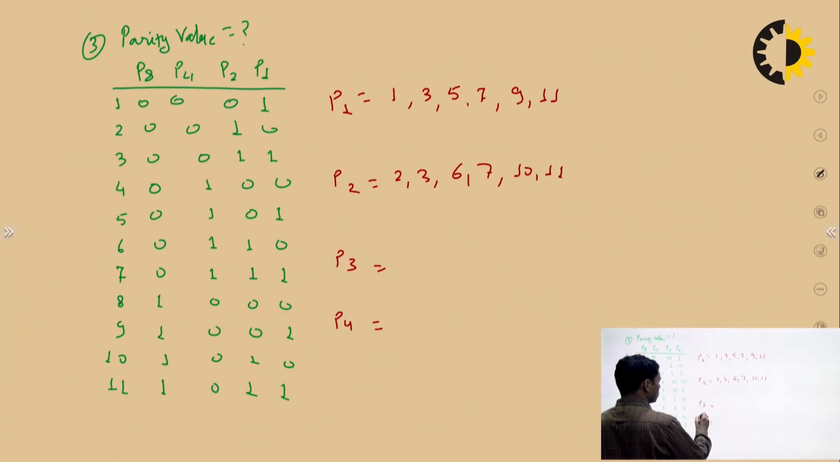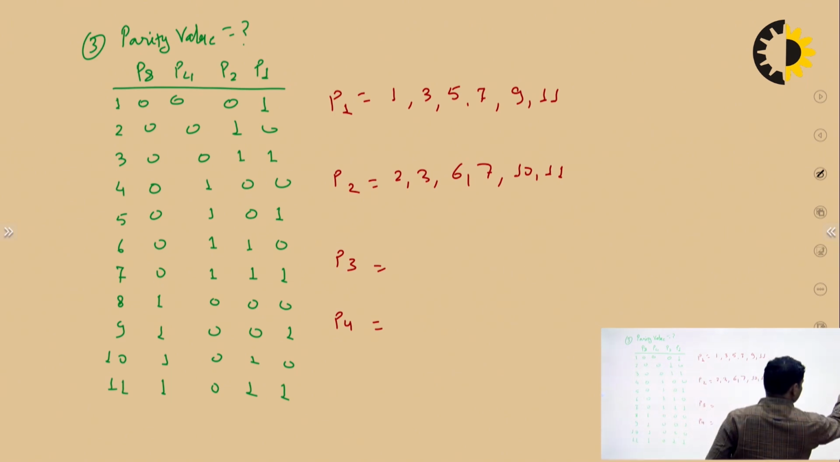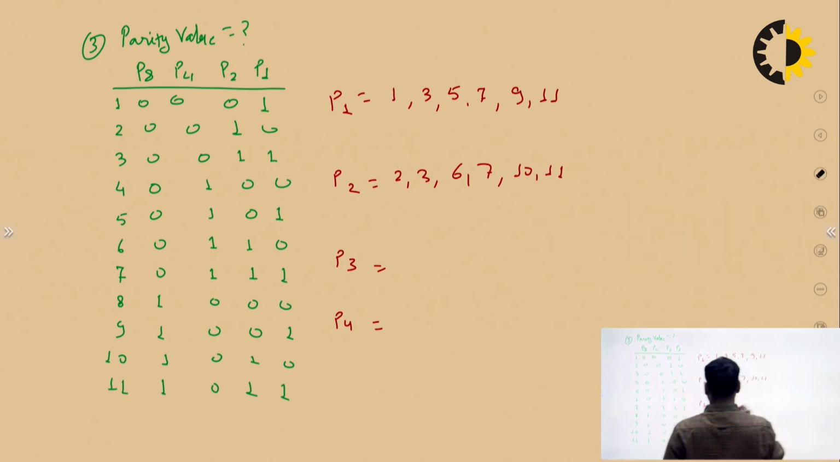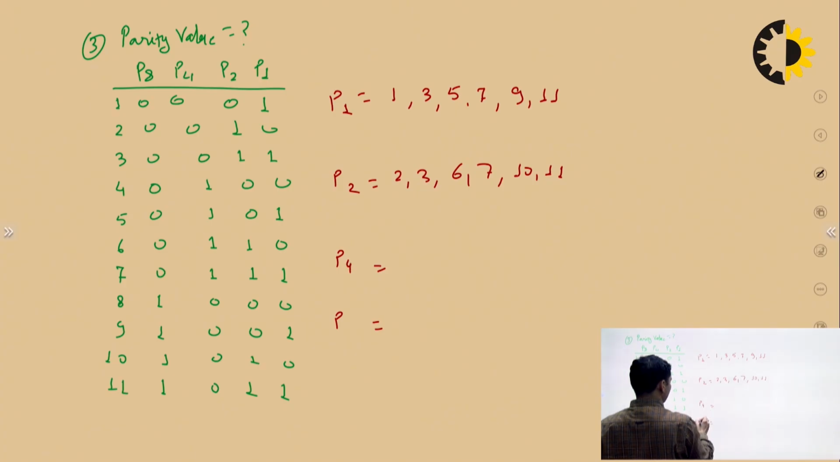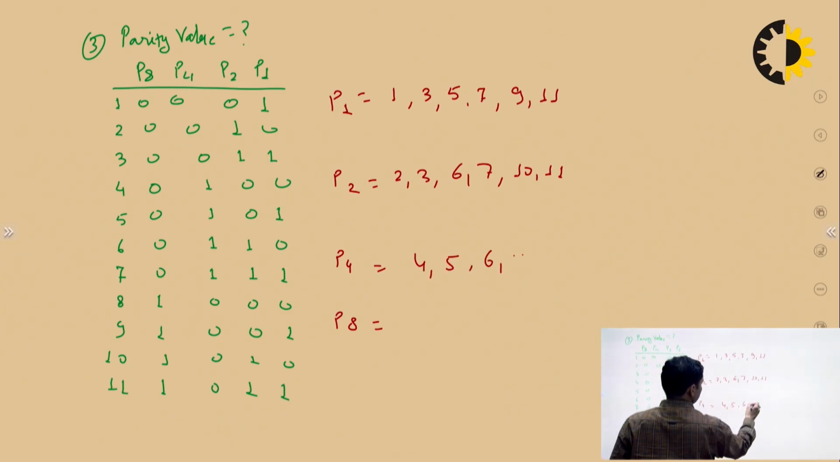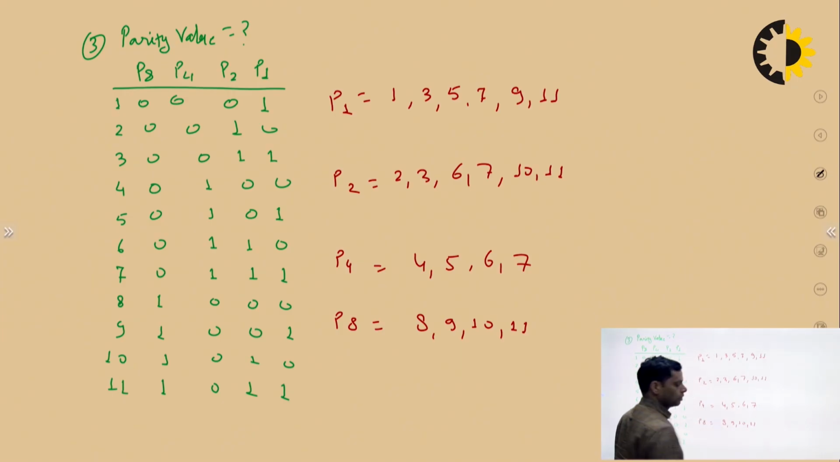Just a little bit of a mistake I made. It is P4 or P8. So for P4, the positions are 4, 5, 6, 7. Similarly, for P8 it is at the 8th, 9th, 10th and 11th positions here. So these are the positions we have now marked.